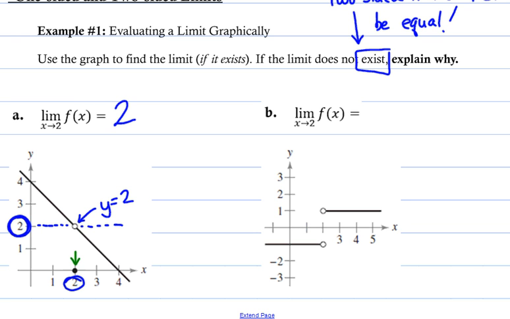Okay? I'll try to clarify this a little more in class. B, the limit as x approaches 2 of this function here. So once again, I want to look at x equals 2. Here's 2, and this is my x. I need to figure out where the graph is. This problem is a little different.